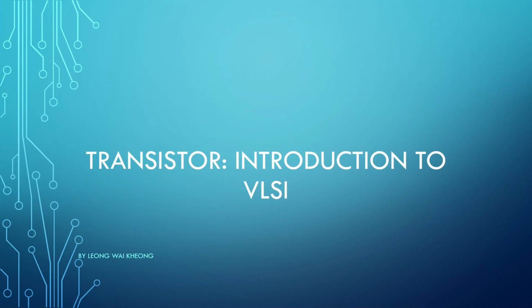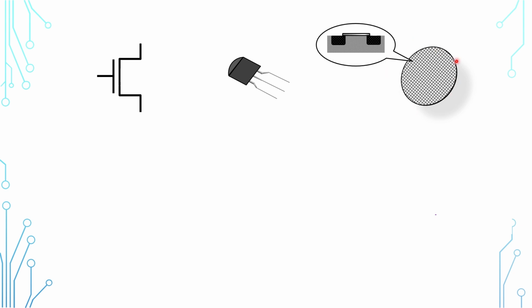In this video, we're going to look at how the transistor serves as the fundamental of integrated circuits. This is a symbol of a transistor, specifically a MOSFET transistor. In real life, it can be manufactured as a discrete component, but more importantly, it can be fabricated on a silicon wafer at a very small size, where huge numbers of transistors are connected to form an integrated circuit.